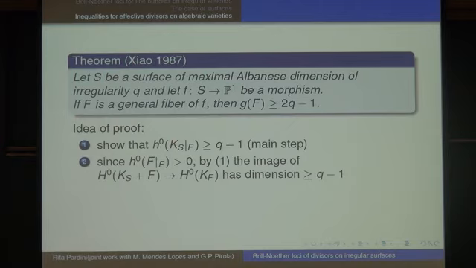Then you can look at the adjunction sequence on the surface. And you have this restriction map. And then you have a subspace. You multiply sections here, but at least you have at least one section here because F moves in a pencil. And then you get a subspace inside the image of dimension at least Q minus 1.